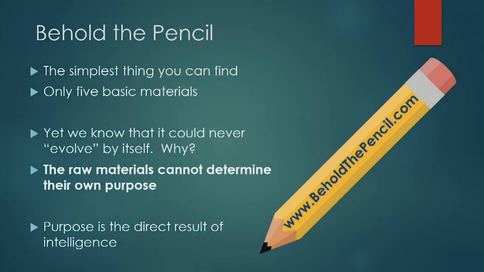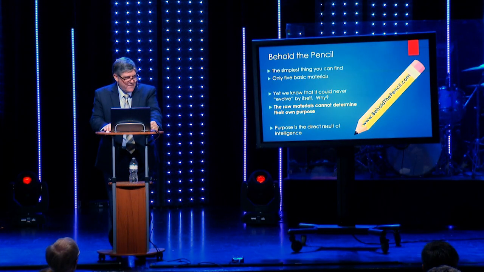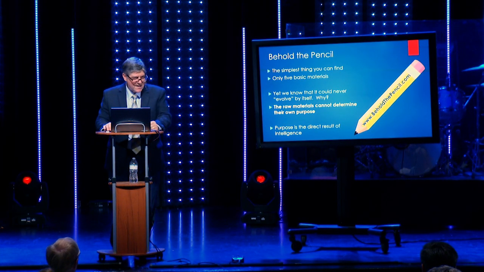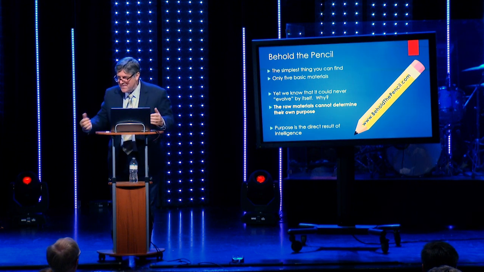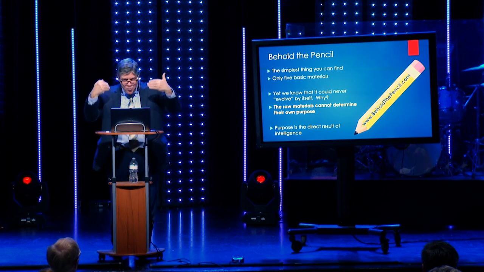You see, I'm so taken with this pencil analogy that I even have a website called beholdthepencil.com. It's on your pencil, by the way. So how is it possible that we know intuitively that a pencil could never evolve through a random process, and yet we're supposed to believe that something as complex as we are evolved from an unguided random process?